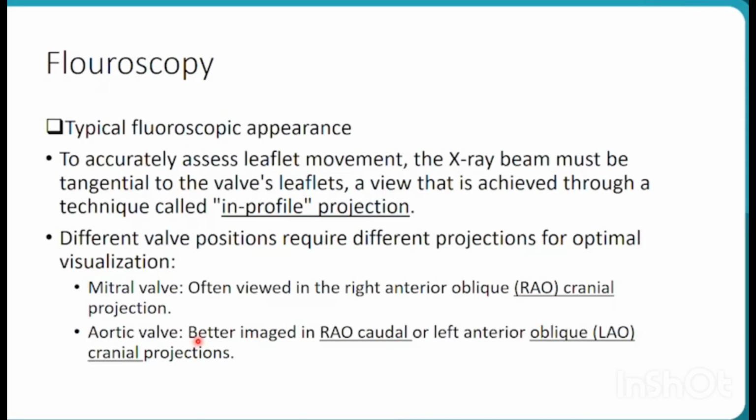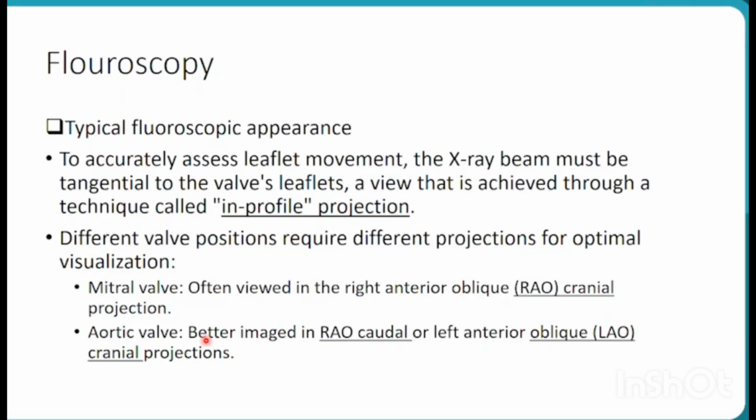So this is about the echo evaluation. Now we come to the fluoroscopy. Once we have analyzed the echo parameters and we further want to know whether the patient has PHVT or not, to document it, we use fluoroscopy, and the X-ray beam that we are using must be tangential to the valve leaflet, a view that is achieved through a technique called in-profile projection.